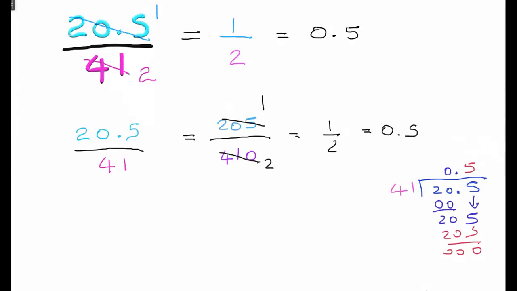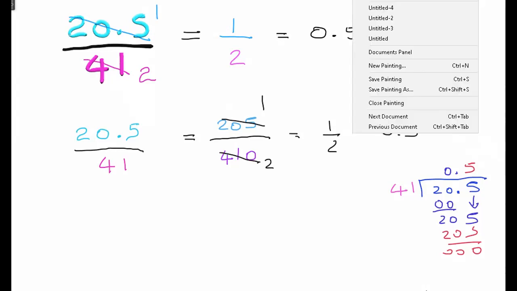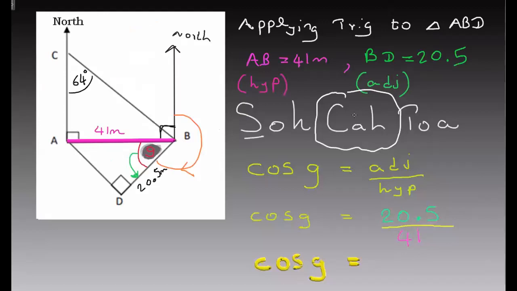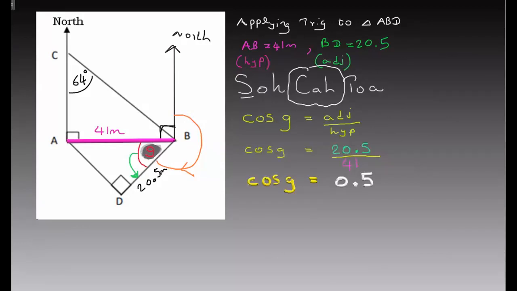So what is 20.5 divided by 41? It is 0.5 or half. So what is cos G equal to? It is equal to half or 0.5. So now, how are you going to find G's magnitude? So what is G equal to? G is equal to, you got to put the cos to the other side. So when cos goes to the other side, what would it become?